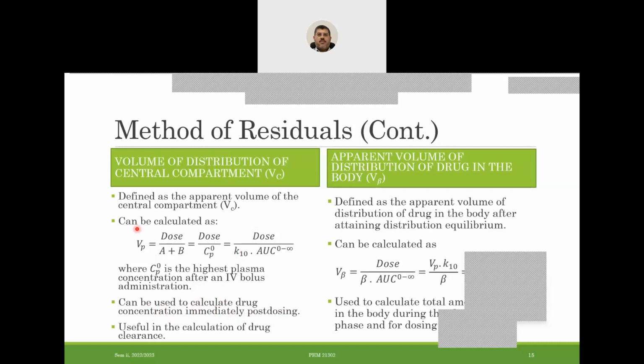From the volume of the central compartment, you can expect what will be the CP naught. If you know this volume and you know the dose you give, then you can expect how much the CP naught will be. And this is useful in the calculation of drug clearance as well, because if you know it, and you know K10, then you can calculate the clearance, which is dose divided by AUC.